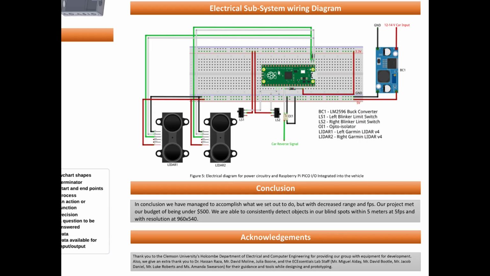In the bottom middle of the diagram, you can see our 2 limit switches. These are attached to the car's turn signal shaft, and they are used to detect when the left or right blinker is turned on. Finally, we have our car reverse signal, which is also 12 to 14 volts, being fed into an opto isolator, and that is being read by the Pico.